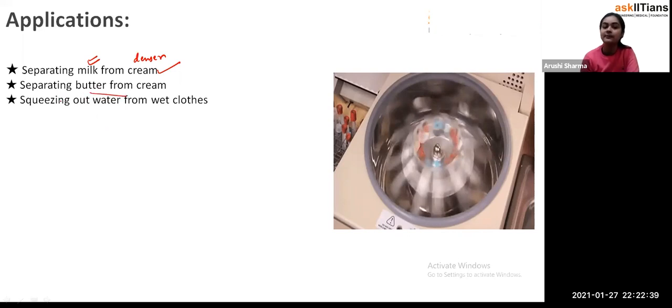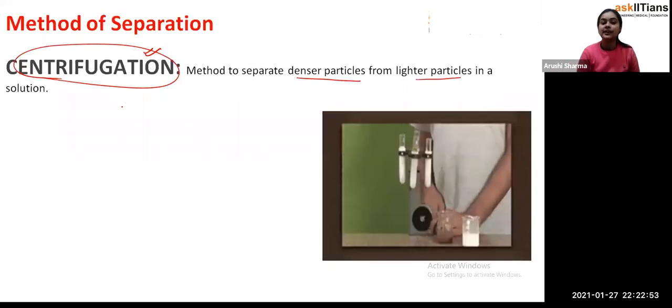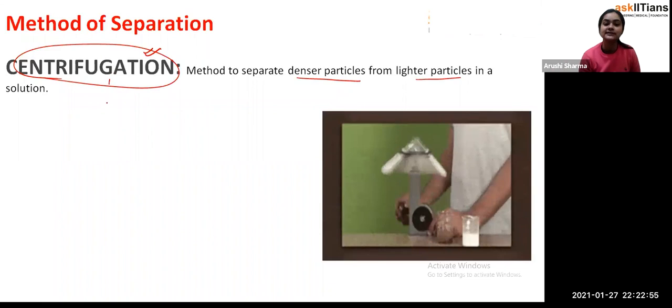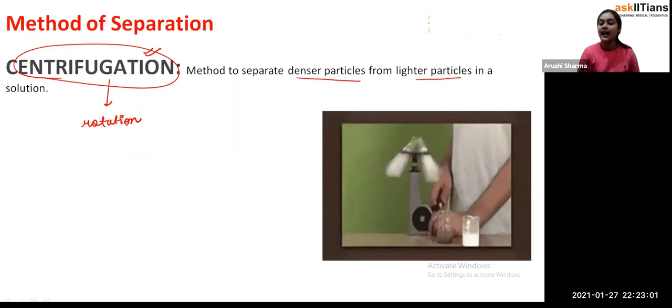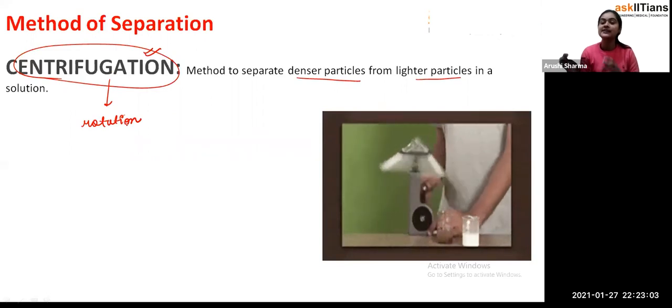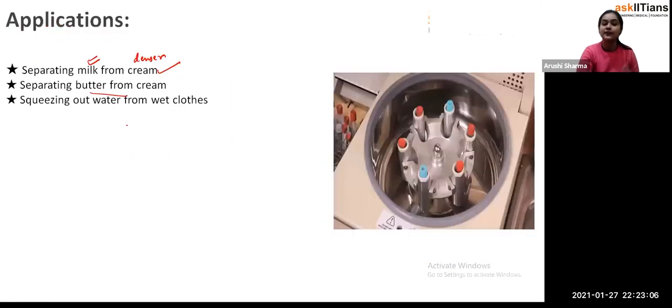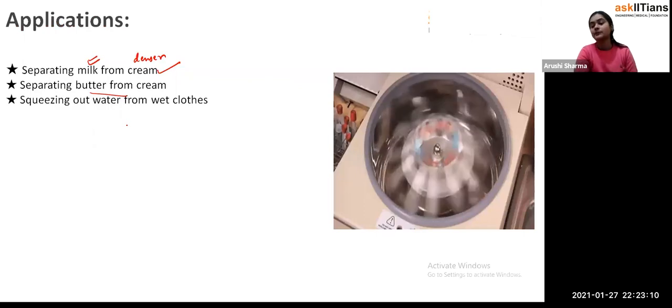Separating butter from cream, squeezing out water from wet clothes. Exactly, students, when we have to squeeze out the water, we have to rotate and wring the clothes so that the water comes out from it. That is the centrifugation process. That means in the centrifugation process we require some rotation, we have to rotate it at a high speed so that the denser material gets separated from the lighter material. For example, cream from milk, butter from cream.